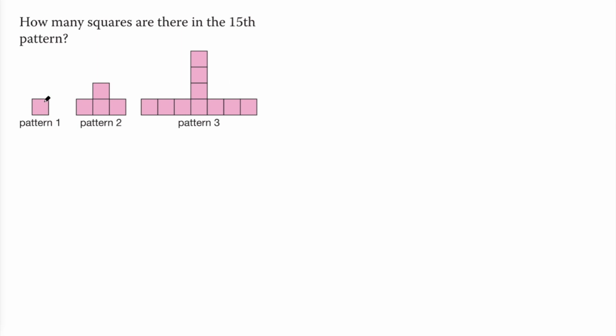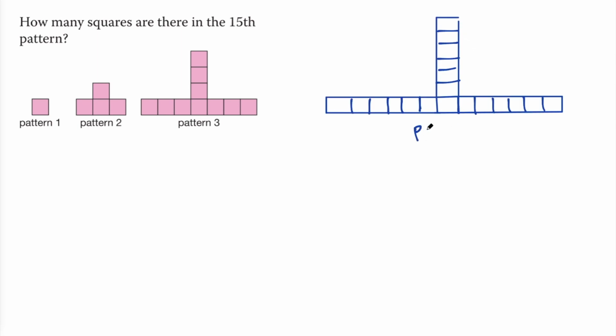In the first pattern, we have 1 square. In the second pattern, we have 4 squares, so we've added on 3. In the third pattern, we have 10 squares, and we've added on 2 extra squares on each leg. So in the fourth pattern, it seems that we're going to be adding on 3 more squares to each leg. So if we draw this out quickly, okay, there we go. That would be pattern 4.